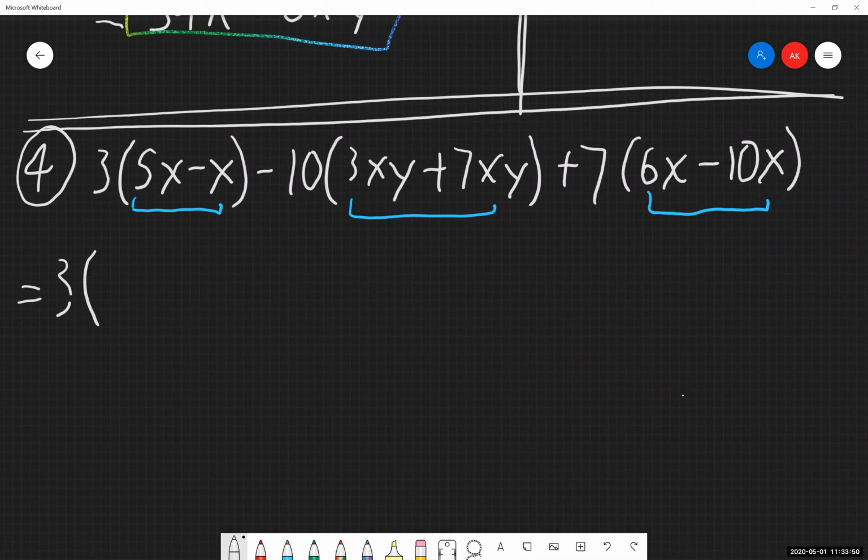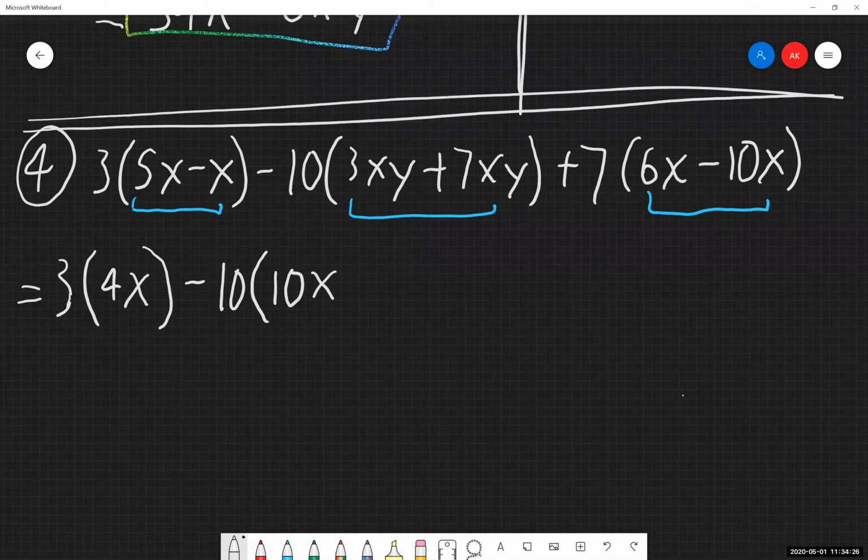Look at the first set of parentheses that we have here. We have 5x minus x. The variable parts are the same, which means I can combine the coefficients together. So I have 5 minus 1. It's going to give me 4. And then the variable stays the exact same. In our second set of parentheses, we have 3xy plus 7xy. The variable parts are the exact same. Great, these are like terms. So I add the coefficients together. 3 plus 7 is going to give me 10. And the variable part is just going to come down as it was. It's not changing at all.